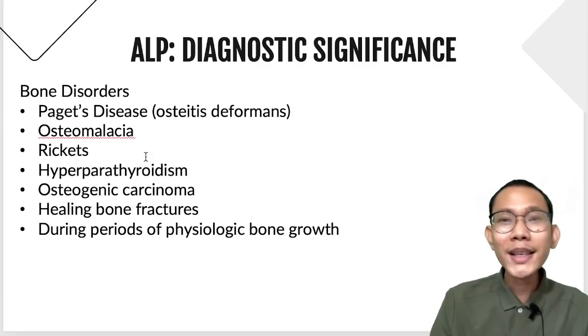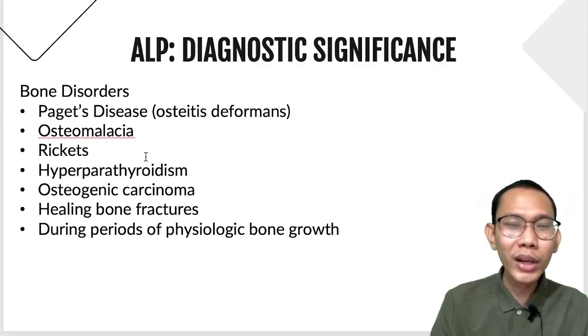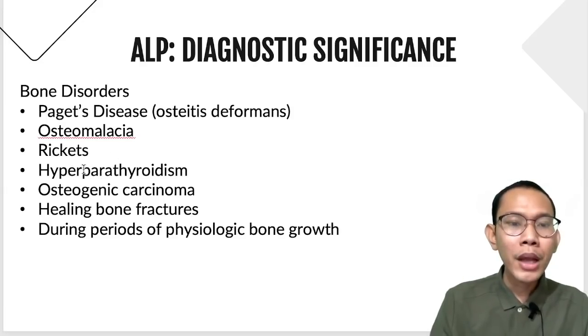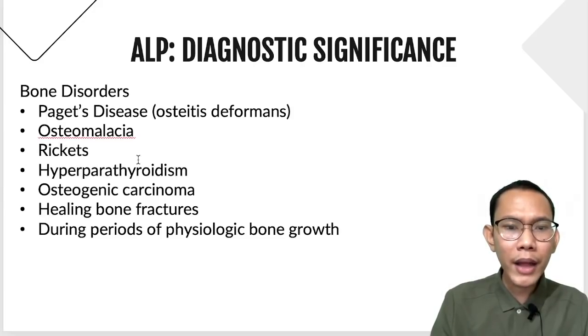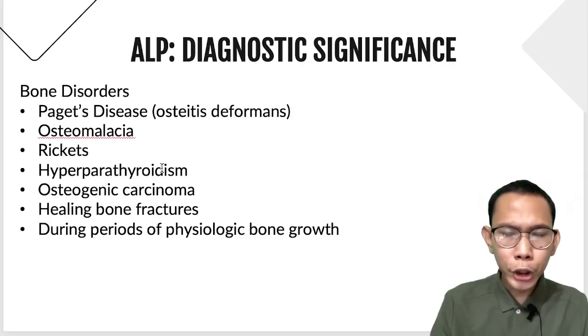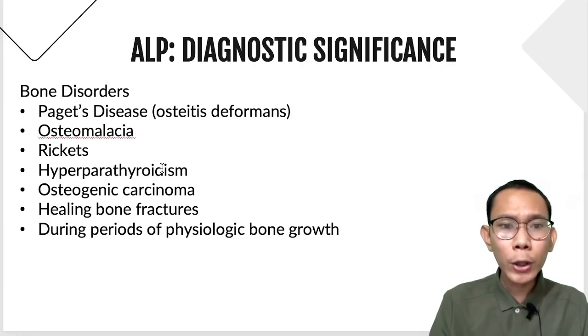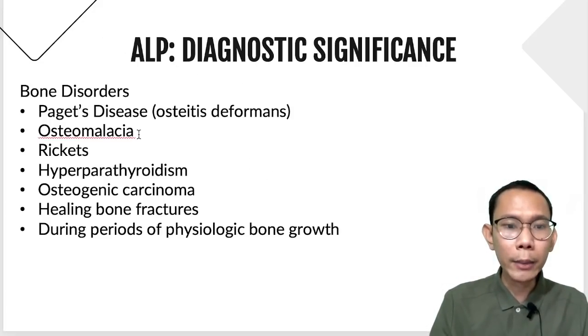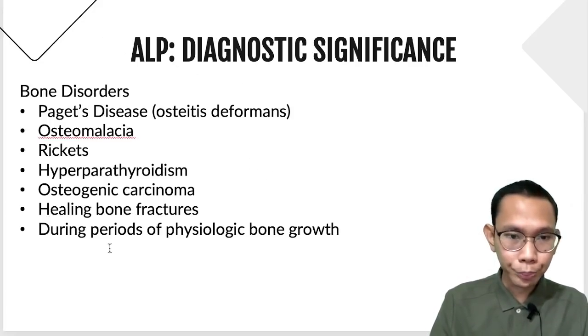Hyperparathyroid. Of course, you will have a discussion with endocrinology, most probably in the midterm or finals. But as a review lang, pag sinabi natin hyperparathyroidism, therefore, there is an increased level of your parathyroid hormone. What is the purpose of your parathyroid hormone? Your PTH will cause increased bone resorption wherein your calcium will be released to the blood. This will also lead to the increase of your ALP because of increased bone resorption.